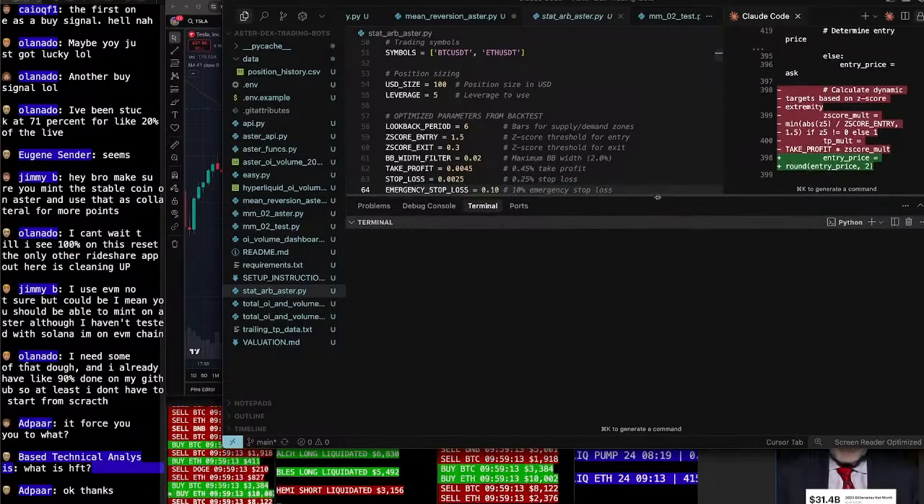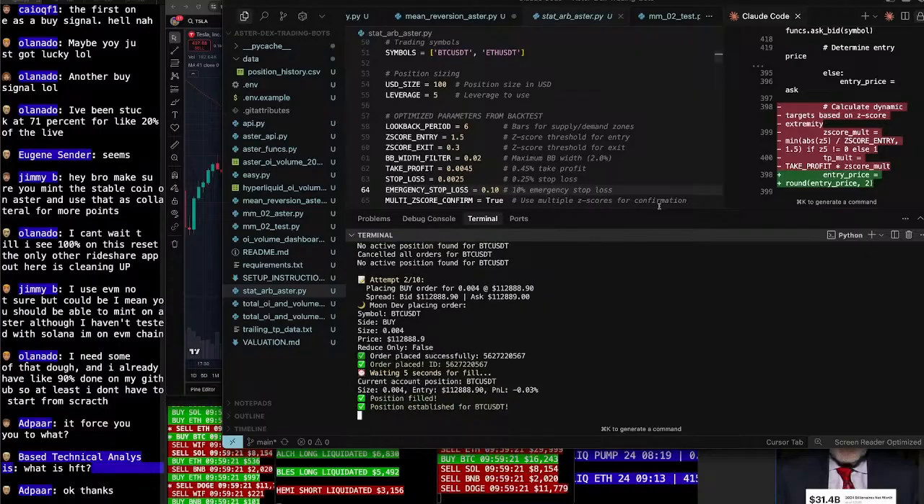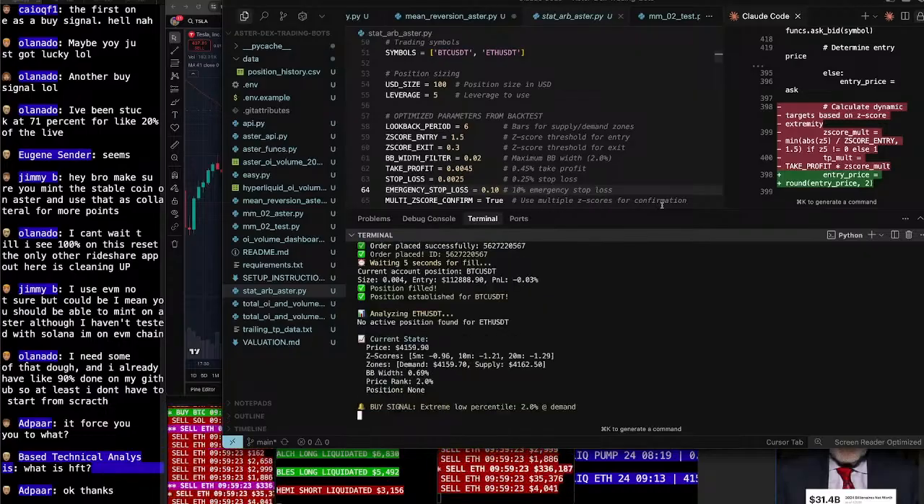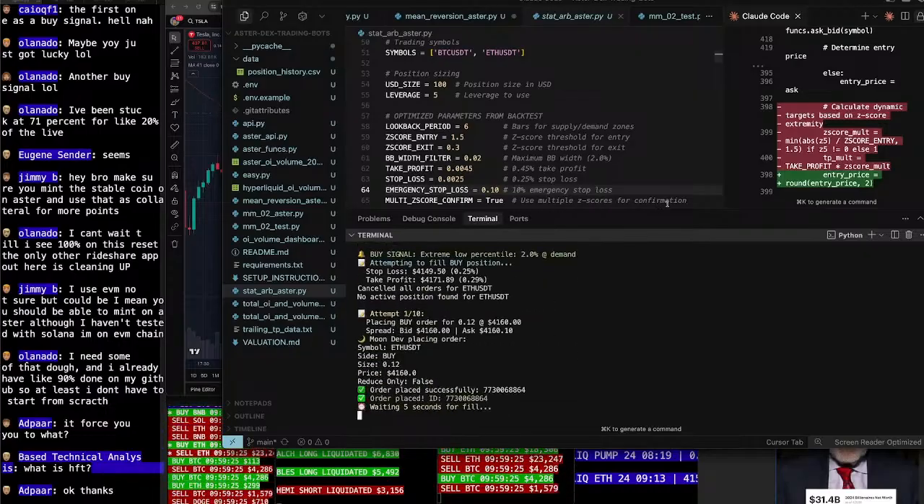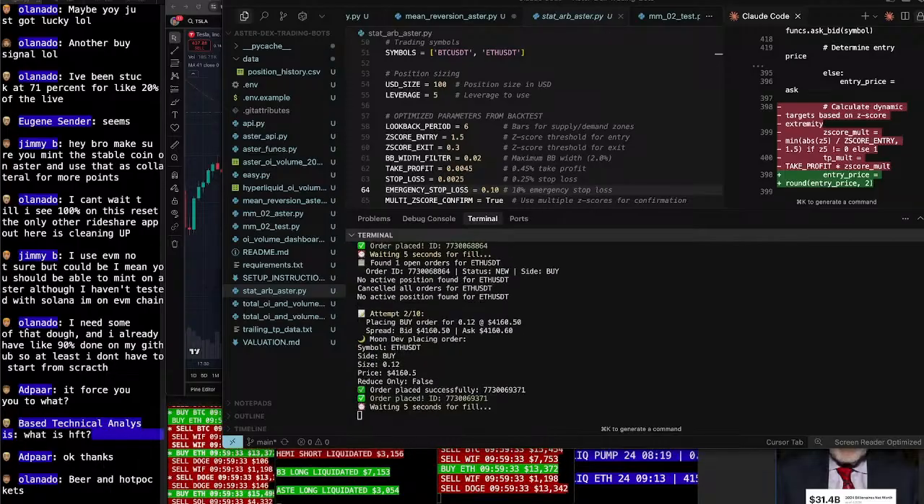Okay, I'll run this bot for a little bit, just for funsies, but over trading at its finest here. I'm using pretty small size, so it's not gonna be crazy.